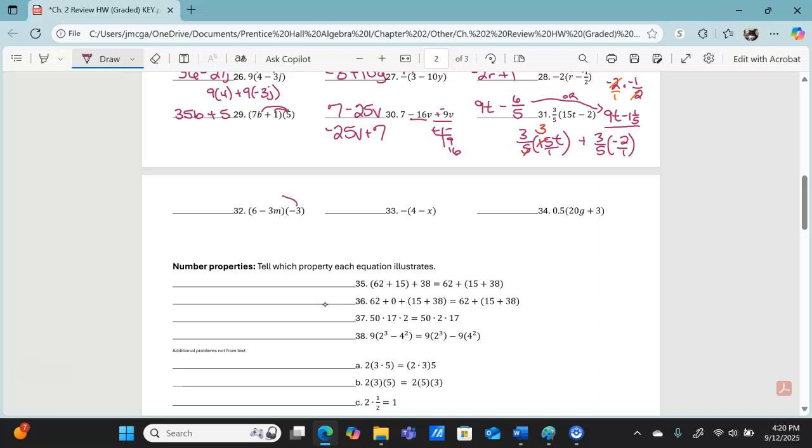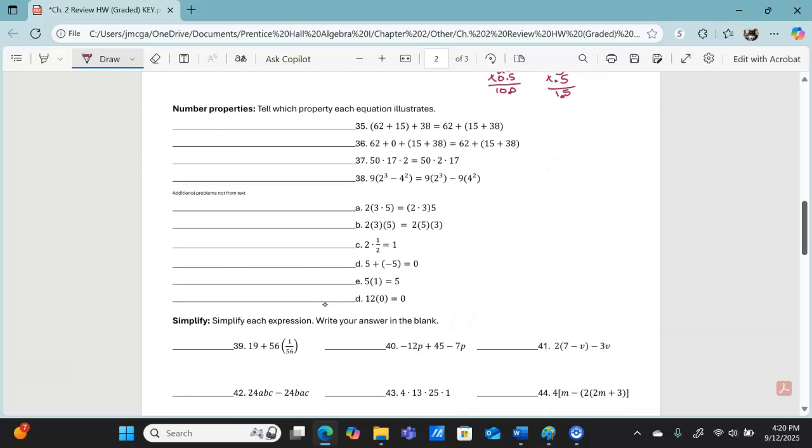On this one, negative 3 times positive 6 is negative 18. Negative 3 times negative 3m is positive 9m. This is a negative 1 times 4 would be negative 4. Negative 1 times negative x would be positive x. 20 times 0.5, which is a half, by the way, is 10, so we get 10g. But just in case you didn't recognize that as a half, 3 times 0.5, 3 times 5 is 15, and I need 1 decimal place.